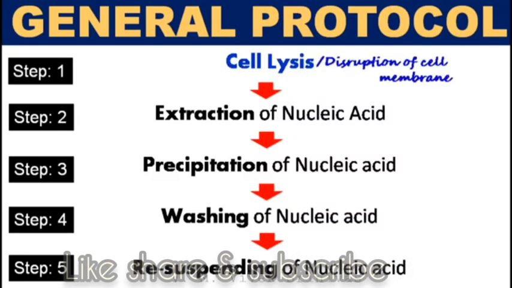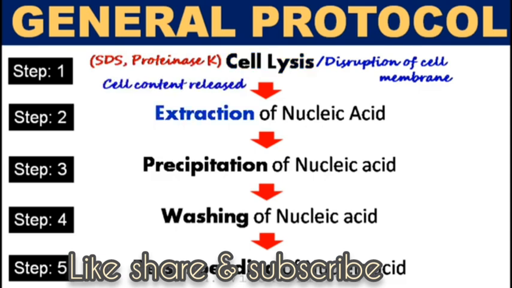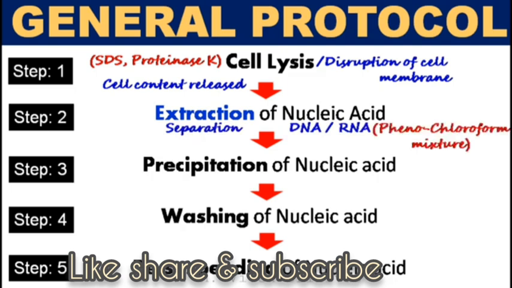Initially, the cell membranes must be broken, in order to release the cellular contents, using sodium dodecyl sulfate and proteinase K enzyme. The second step is extraction of nucleic acid. Once the cell content is obtained, separation of nucleic acid from the cellular proteins and lipids is carried out using phenol-chloroform mixture. The third step is precipitation. Following separation, the nucleic acid is precipitated by using cold absolute ethanol or isopropanol.